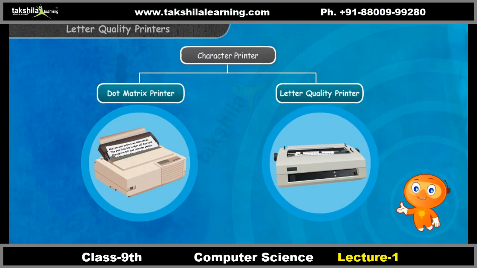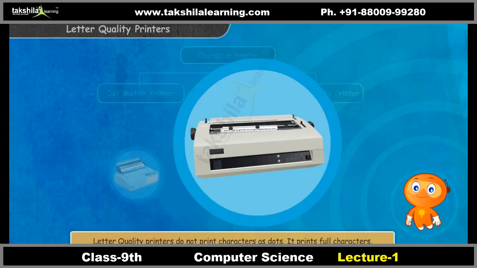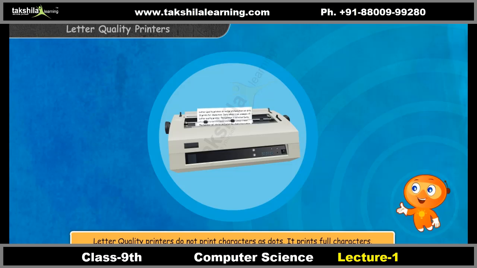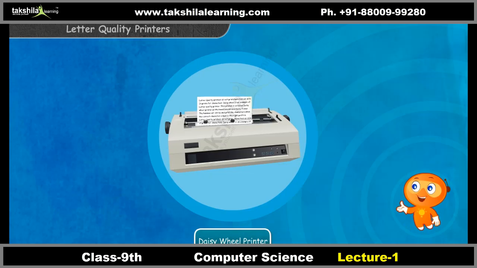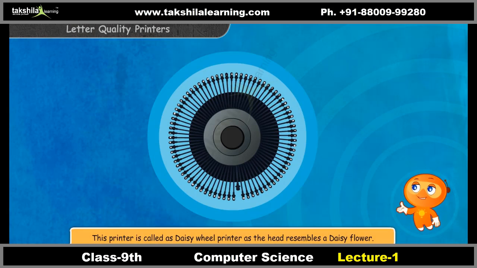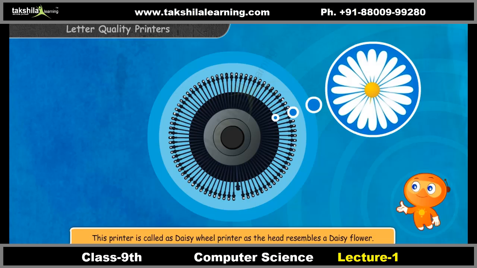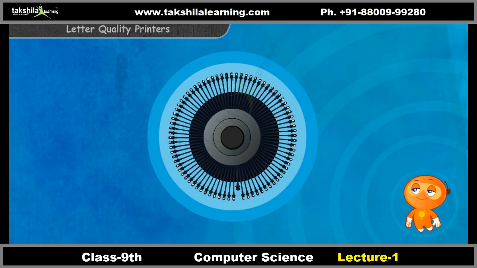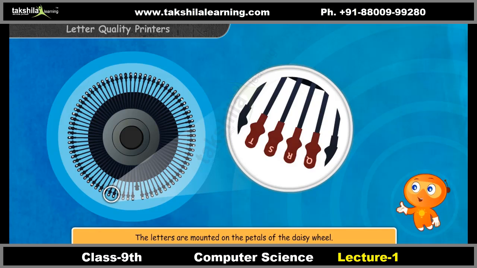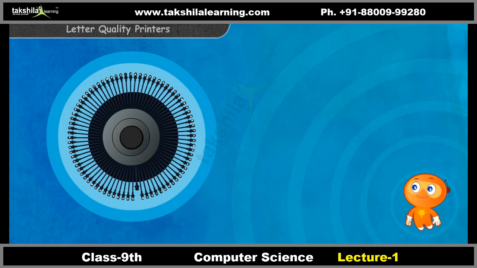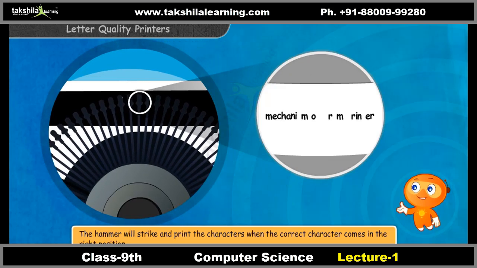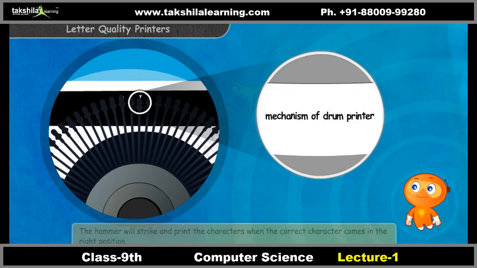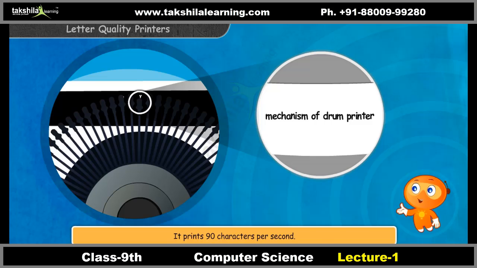Let us now learn about letter quality printers. Letter quality printers do not print characters as dots. It prints full characters. Daisy wheel is an example of letter quality printer. The head of a daisy wheel has the shape of daisy flower, hence it is known as daisy wheel. The letters are mounted on the petals of the daisy wheel. The hammer will strike and print the characters when the correct character comes in the right position. It prints 90 characters per second.